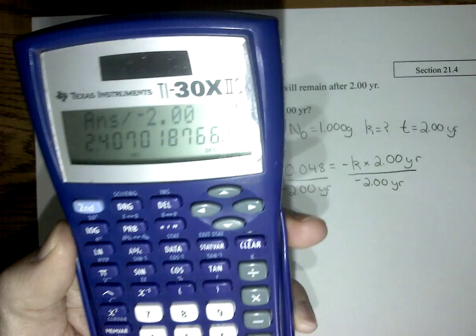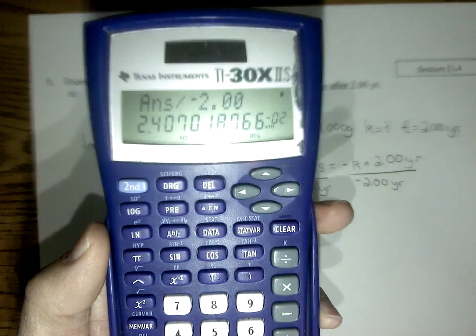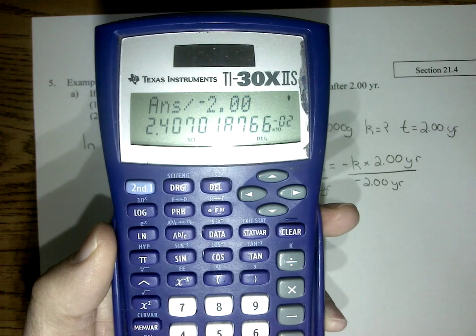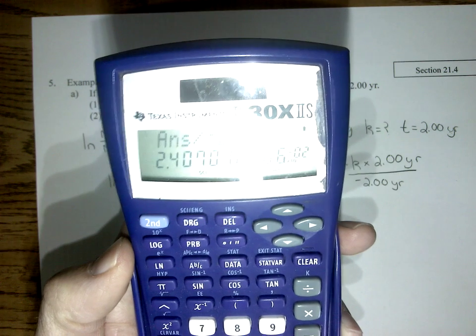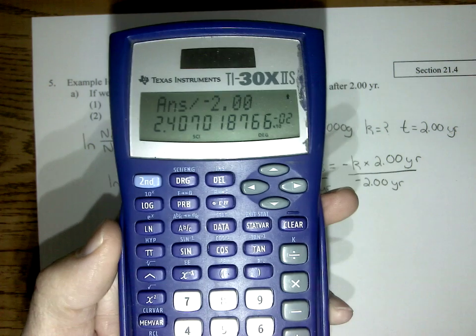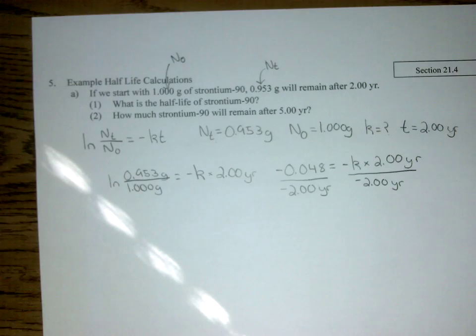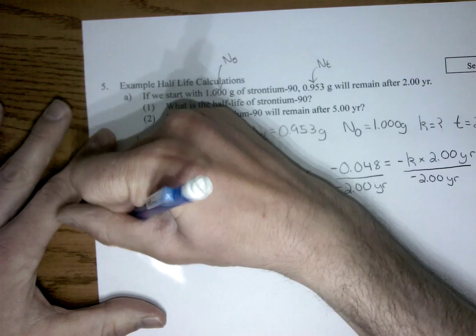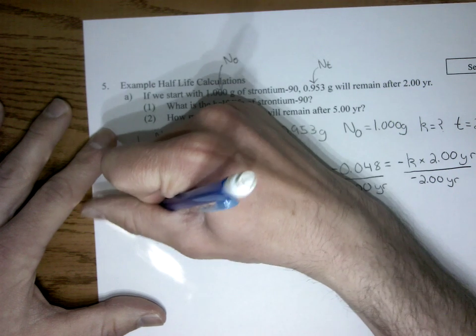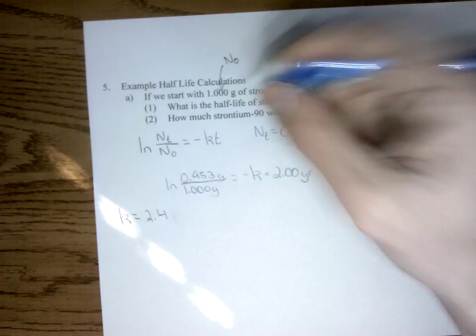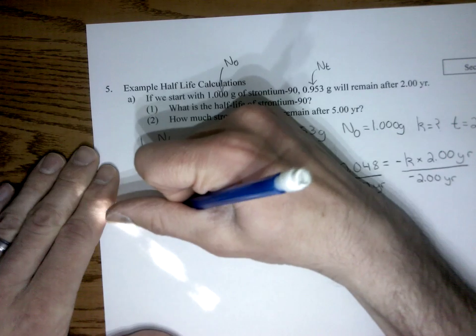I don't like to use decimals in this case when I'm talking about k, so I am going to use 3 significant digits because that's what my years are, and so I end up with 2.41 times 10 to the negative 2 inverse years. That is my k, and I still, unfortunately, have not answered question number 1, okay?